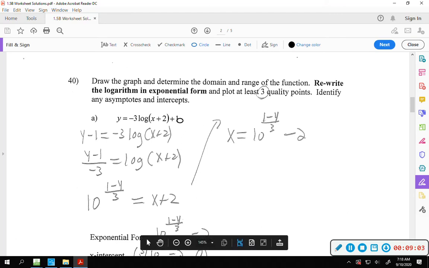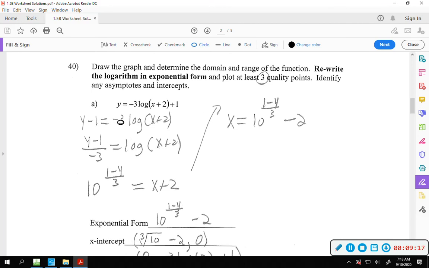What I want you to do is to be able to solve for x in terms of y. I want to dig x out of this logarithmic equation. I have a separate term, so I have to subtract 1 to the other side. What some students will forget to do is to eliminate this -3 before they undo the logarithm. I have to divide both sides by -3.